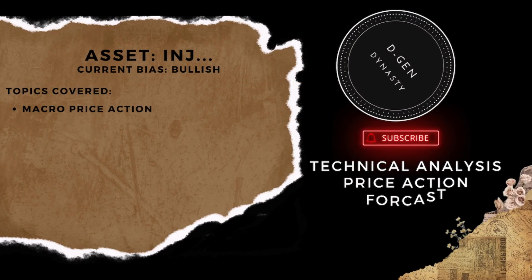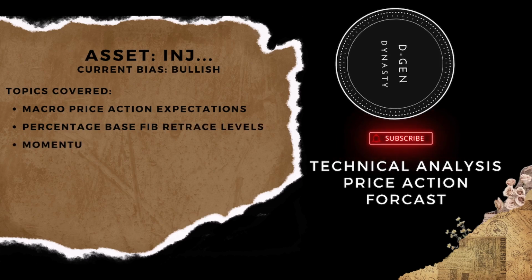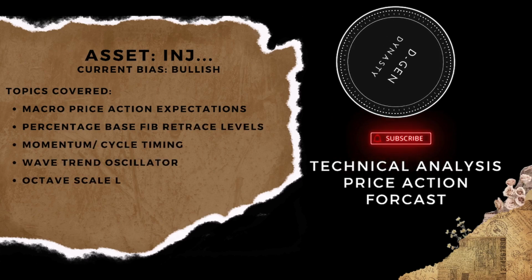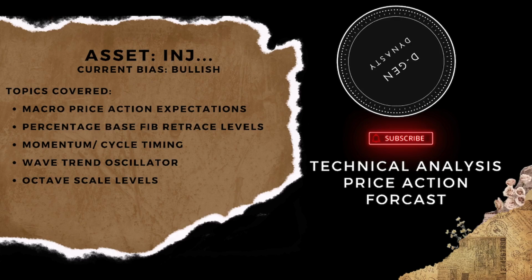Alright, so what do we got going on in this chart with INJ? Personally, I am bullish. It doesn't mean that we can't come down some more, and doesn't mean that we don't hang around down here for a while, but time-wise, it just seems like the momentum cycle is right in about that time period.